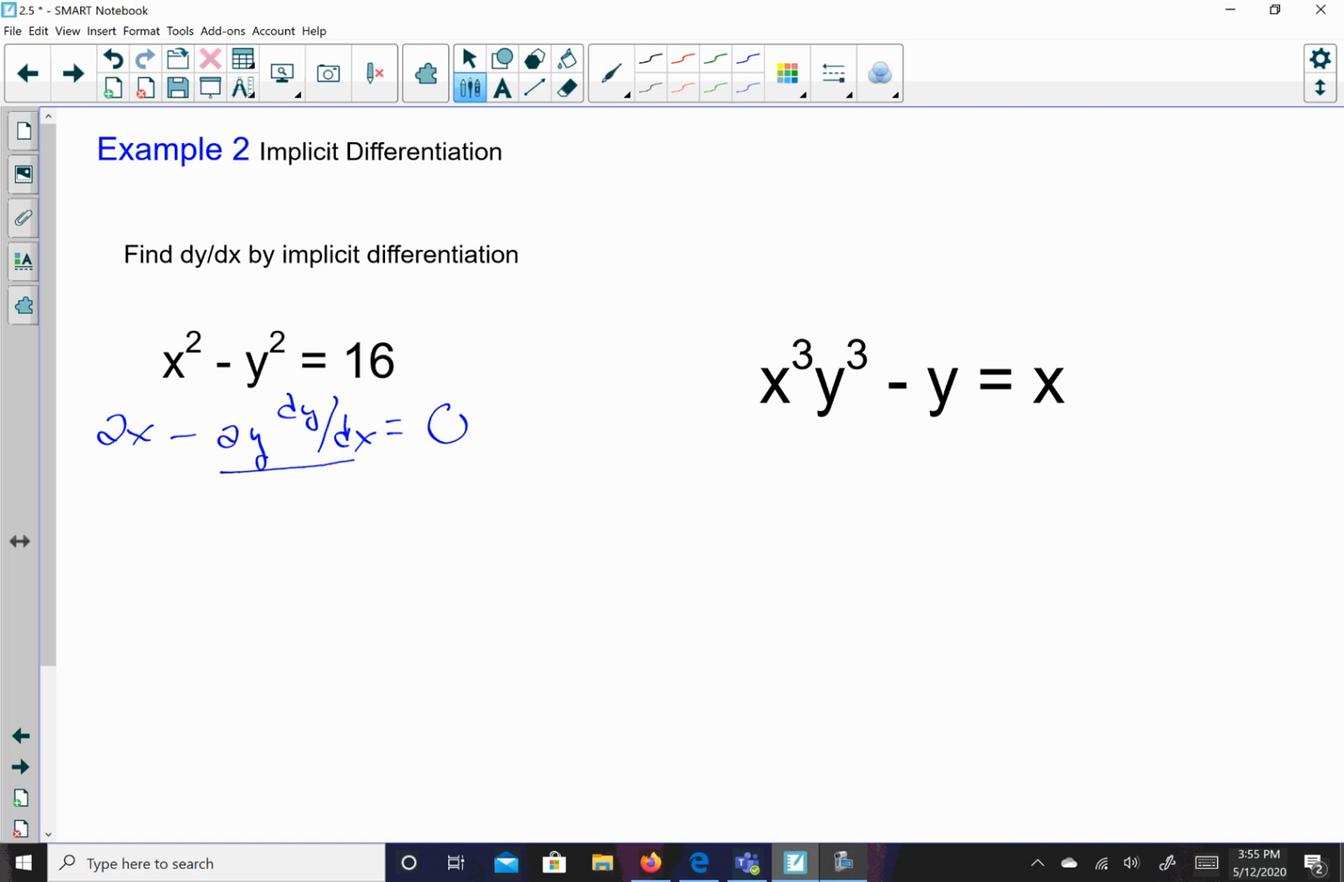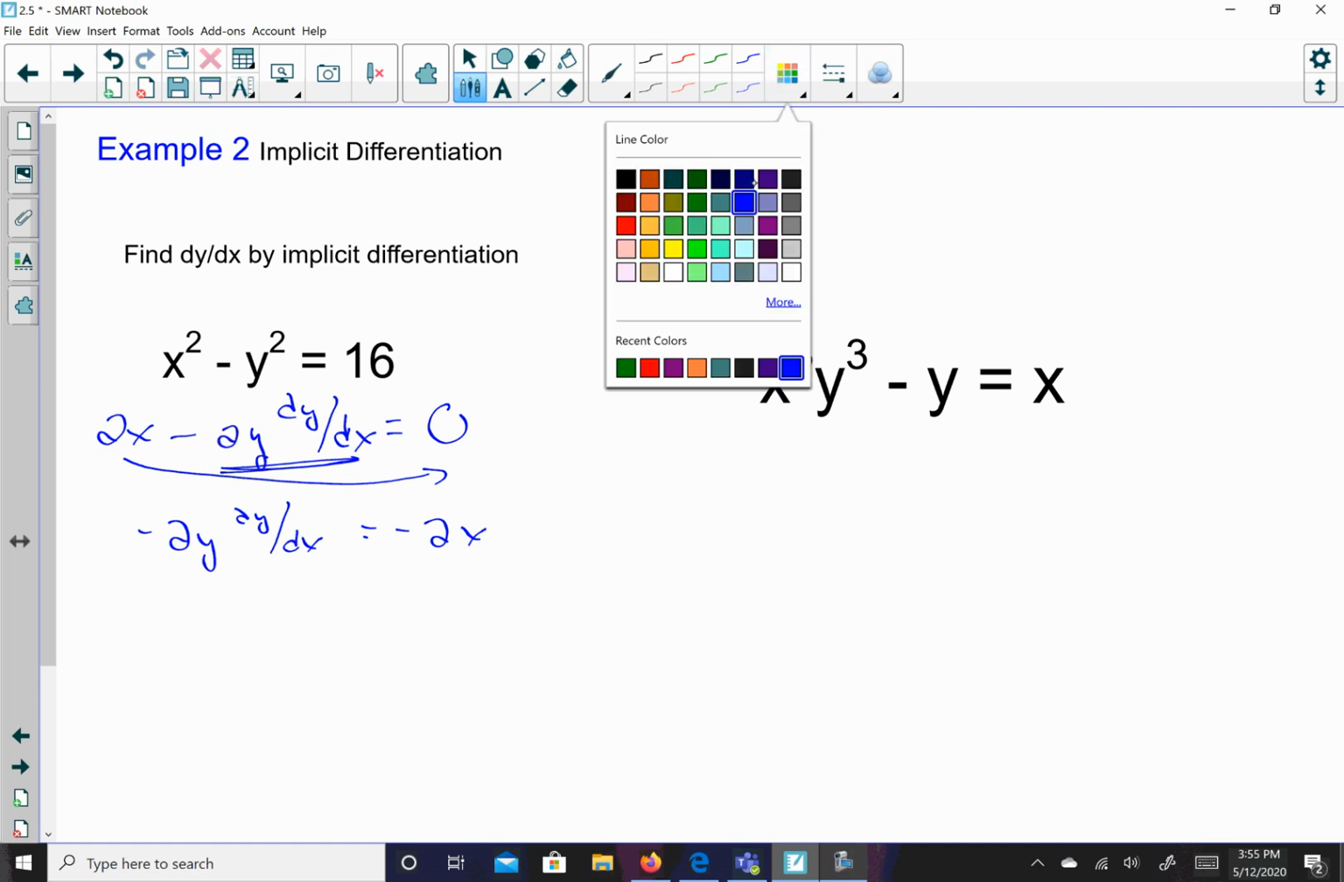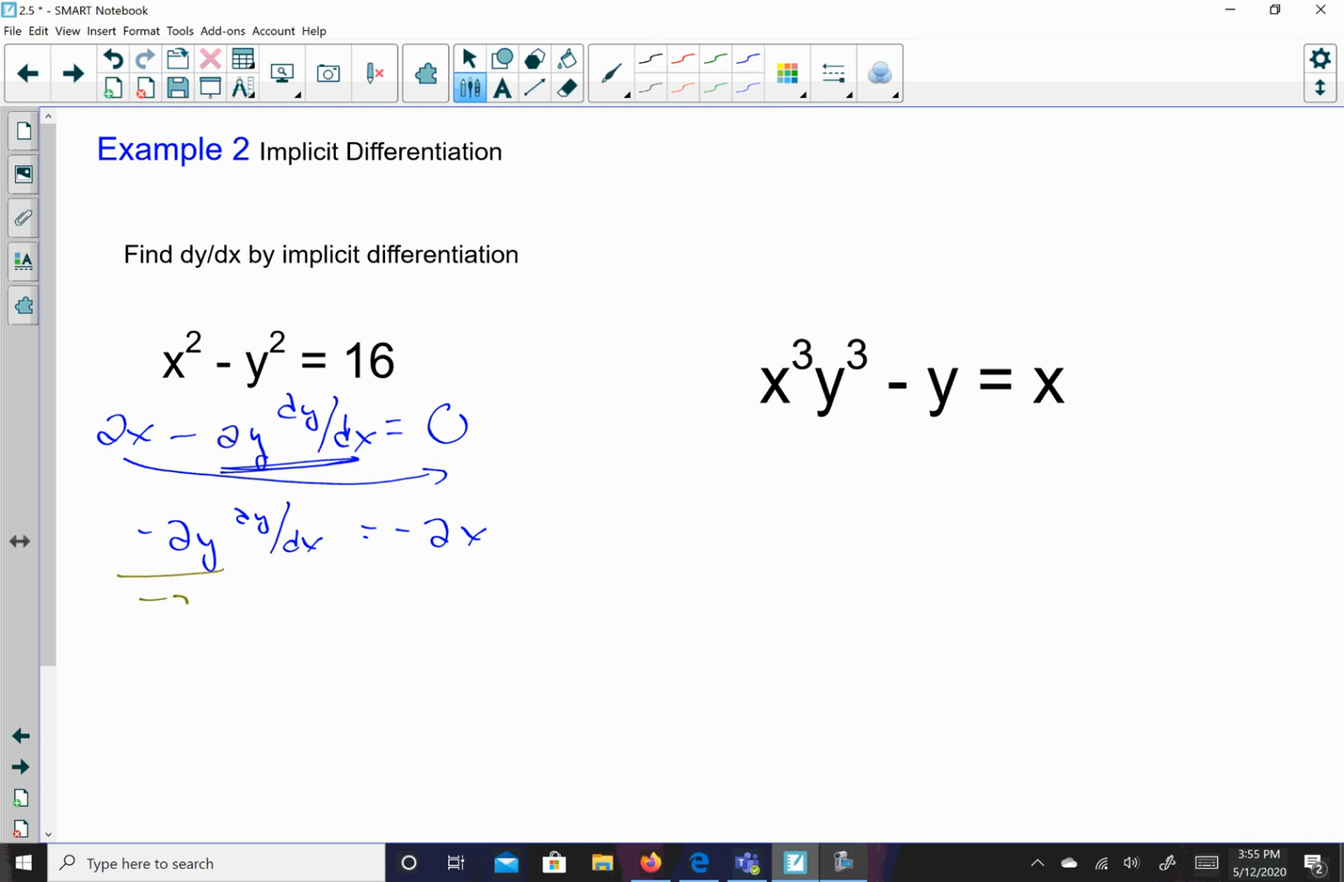Now, this term has a dy dx, so I'm going to leave that negative 2y dy dx on one side. And then I'm going to take this 2x to the other side, so this will be equal to negative 2x. To solve for dy dx, I'm going to divide both sides of the equation by negative 2y. And when I do that, my derivative of y in terms of x is going to be equal to x over y. So now when I take the derivative, I'm usually going to have more than one variable. So if I wanted to find the derivative at a point, I would need to know the x and the y to find the derivative at that point.